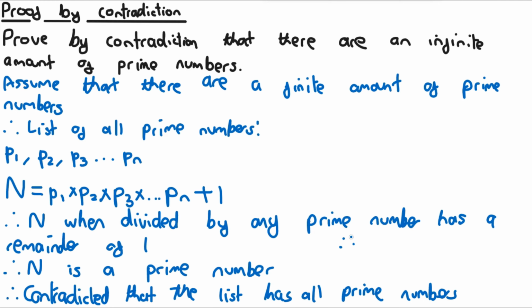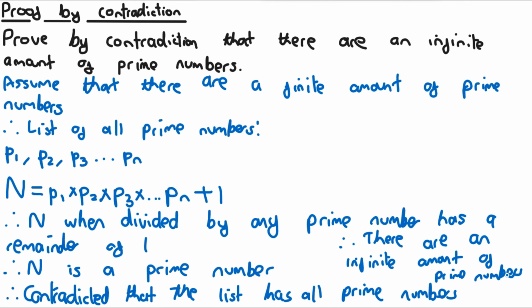So we've done the question, and we just need to make the statement at the end. So therefore there are an infinite amount of prime numbers. And that's it. We have proved the question. We have proved that the assumption that we made is wrong. It's contradicted itself. So therefore the original statement has to be true.